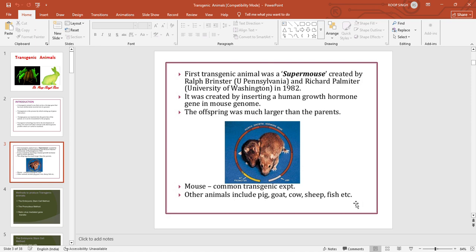The mouse is very common for creating transgenic experiments, but other animals including pig, goat, cow, sheep, and fish have now been generated. So these animals have been made transgenic now.